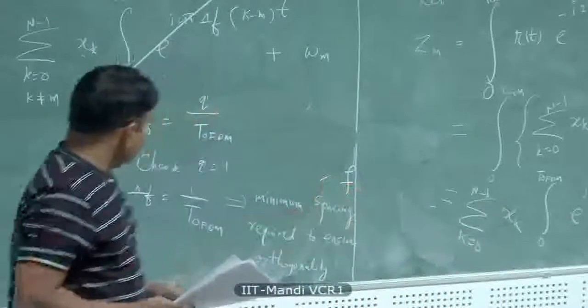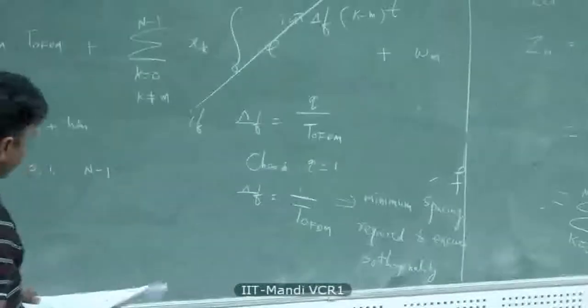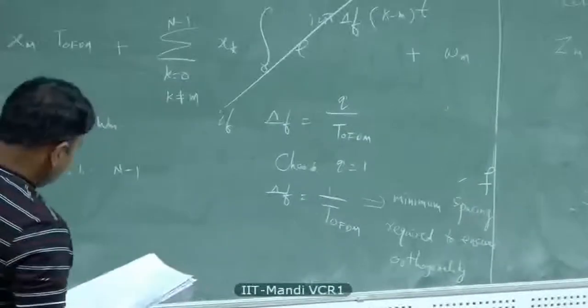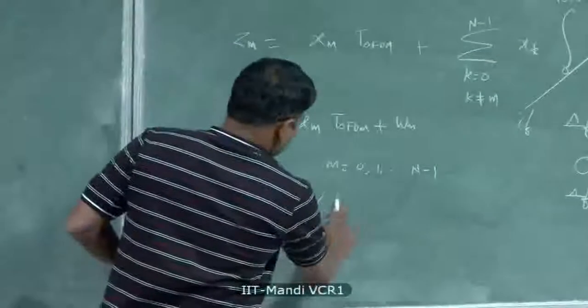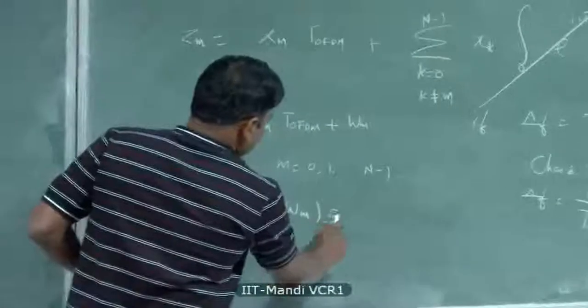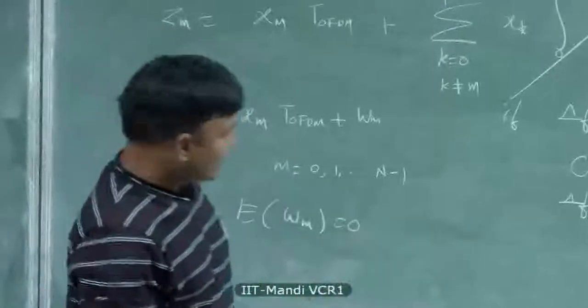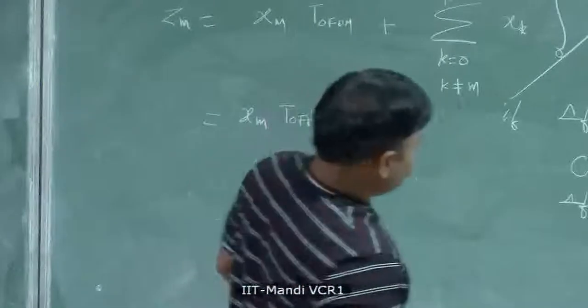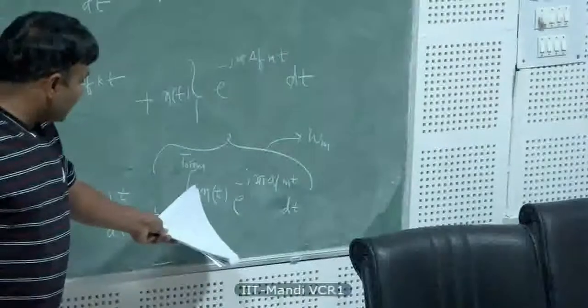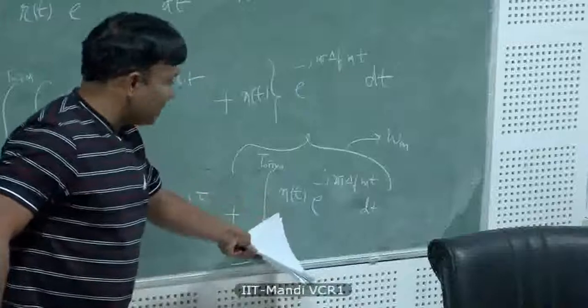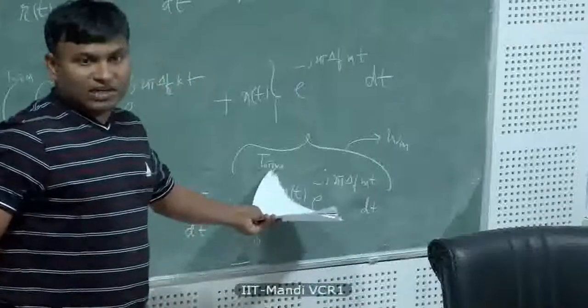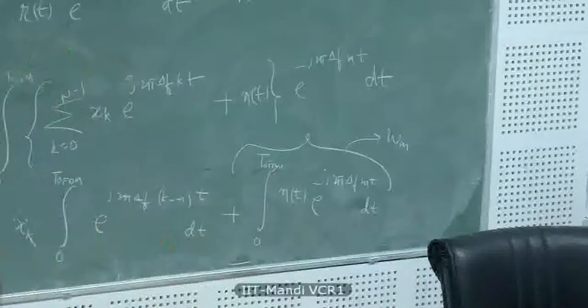Okay? So we can show that the expected value of W[m] is equal to 0. Why is that? Well, this is W[m]. If you take the expectation, you move the expectation inside, and the expectation is taken with respect to the random variable n(t), and that is 0 because everything else is a deterministic quantity.